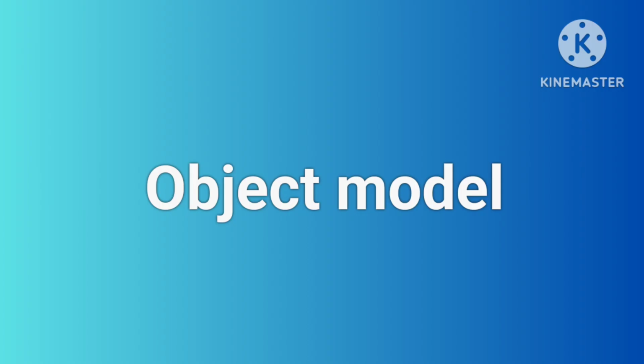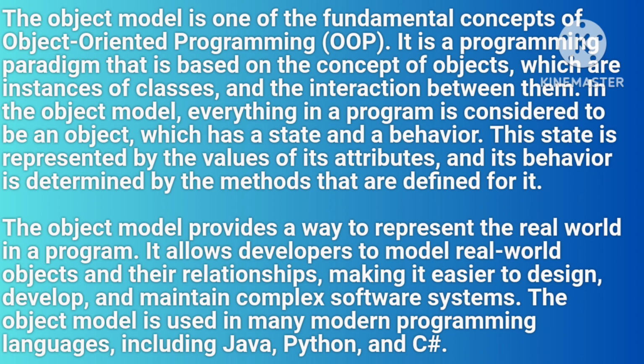Object model. The object model is one of the fundamental concepts of object-oriented programming, OOP. It is a programming paradigm that is based on the concept of objects, which are instances of classes, and the interaction between them. In the object model, everything in a program is considered to be an object, which has a state and a behavior. This state is represented by the values of its attributes, and its behavior is determined by the methods that are defined for it.